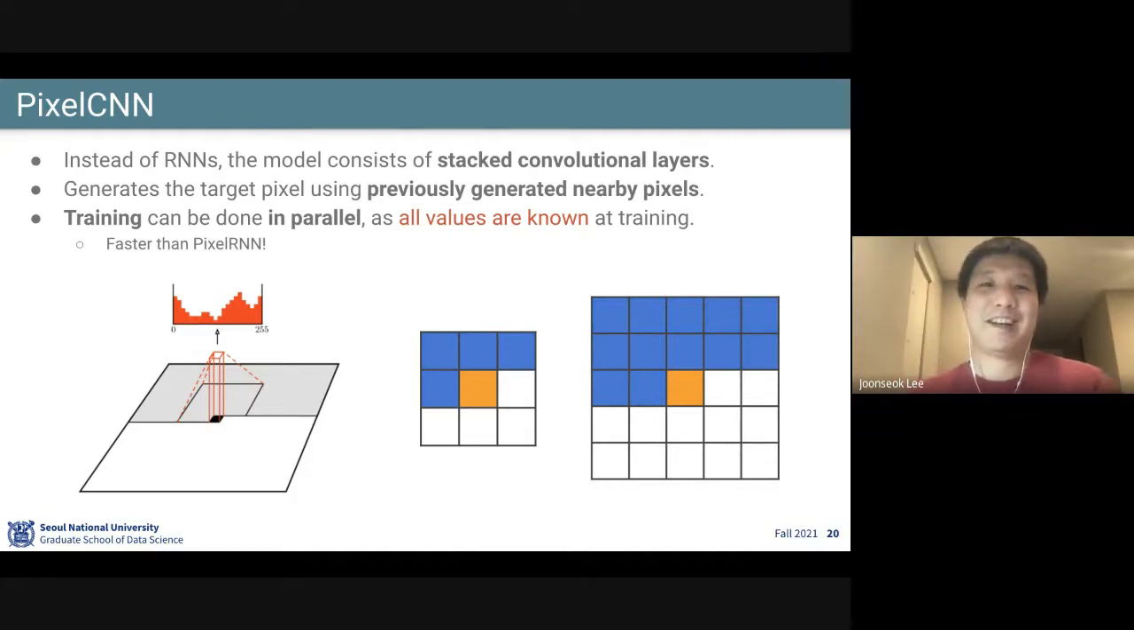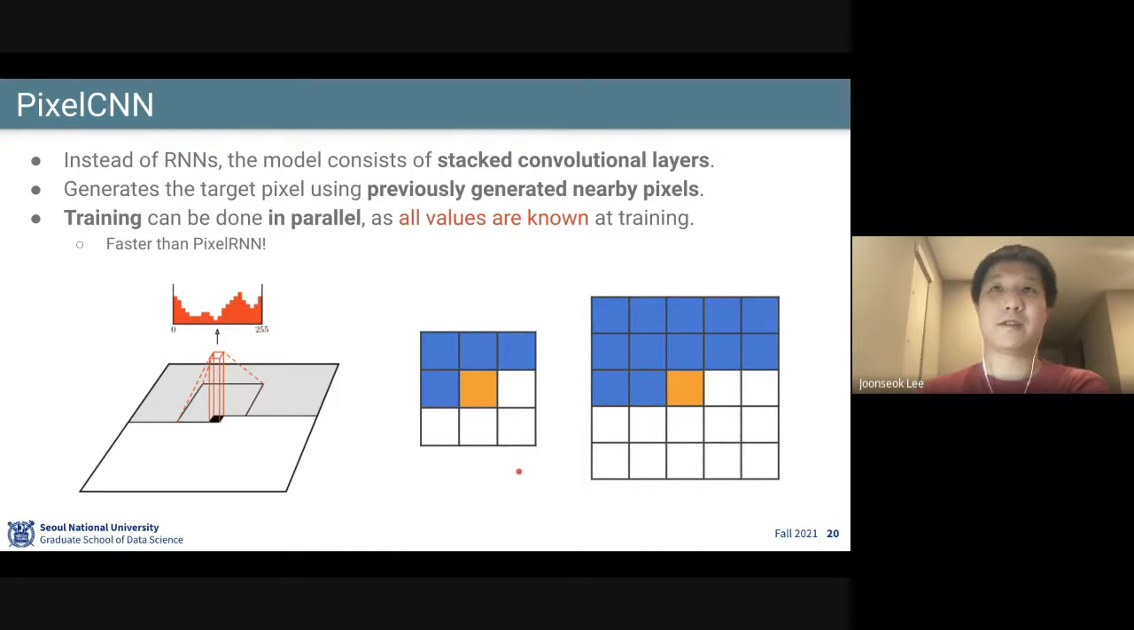Sorry about that. So their third approach is called Pixel CNN. Originally I thought that this is a newer version of their method, but actually all these three were in the same paper, interestingly. Instead of using RNNs, which still generate sequentially, the model consists of stacked convolution layers. So it's basically a CNN with a very weirdly shaped filter like this.